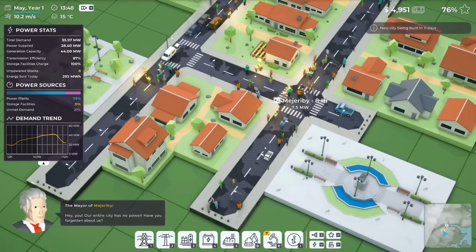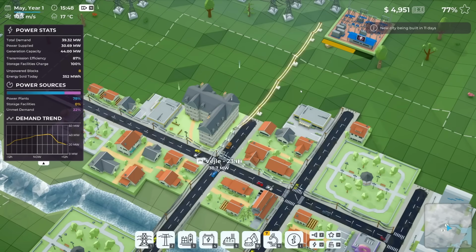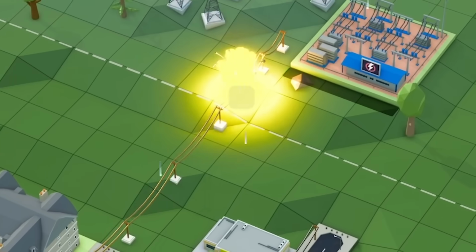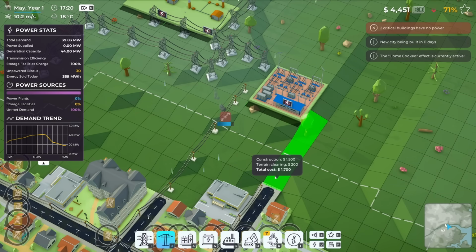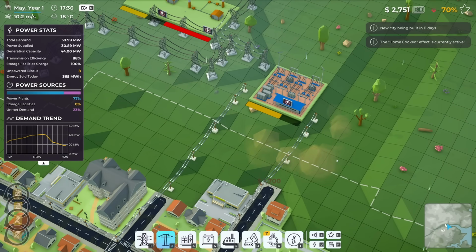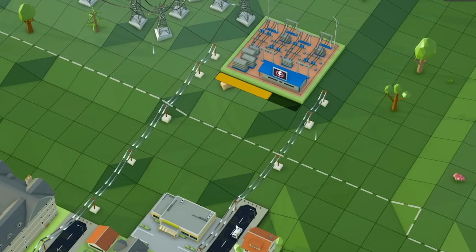Oh dear. What just blew up as well? I heard an explosion. There's too much power coming down that line. We need to split it up. Oh, this is all gone wrong. Right, repair that. New low voltage line. Come down to there. Right, we fixed this problem. There's too much power coming down this line. We had to split it up, so that's fine.